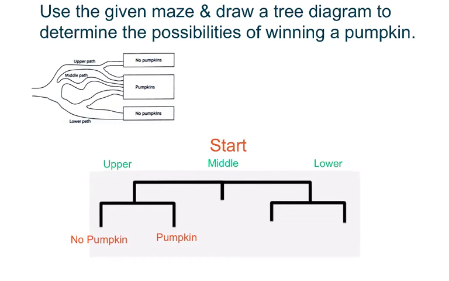If we take the middle path, well, that middle path has no choice. So if we take the middle path, we'll get a pumpkin. And then the lower path, if we take this lower path, there's another choice to be made. That choice will end up with pumpkins or no pumpkins.